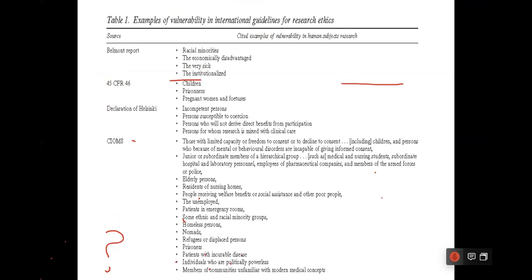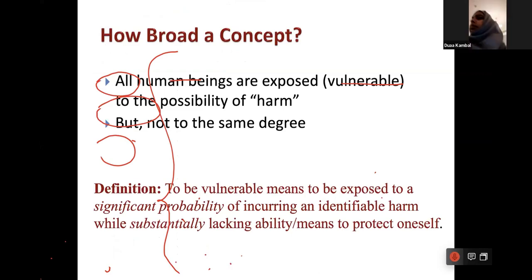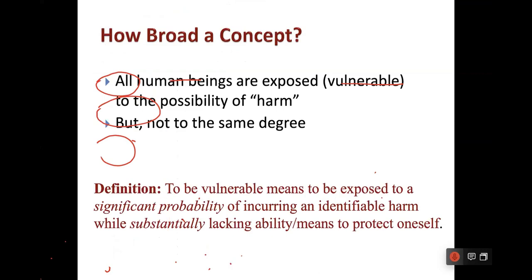Here are different regulations. We have the U.S. regulations, Helsinki, CIOMS, and they have their own list of vulnerability. Again, long list, okay? And so the issue is how broad of a concept are we talking about? As I said before, all human beings are exposed to the possibility of harm, but not to the same degree. So to be vulnerable means to be exposed to a significant probability of an identifiable harm while substantially lacking the ability to protect themselves.